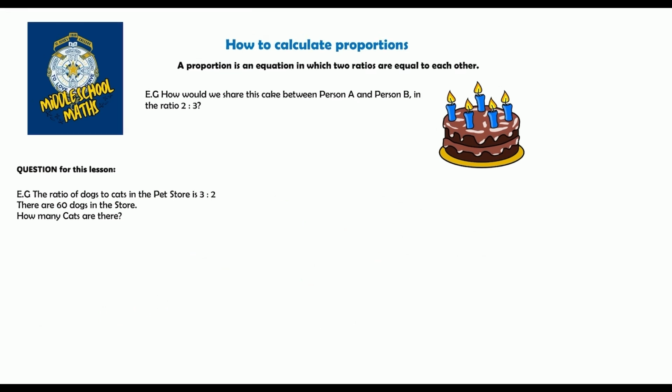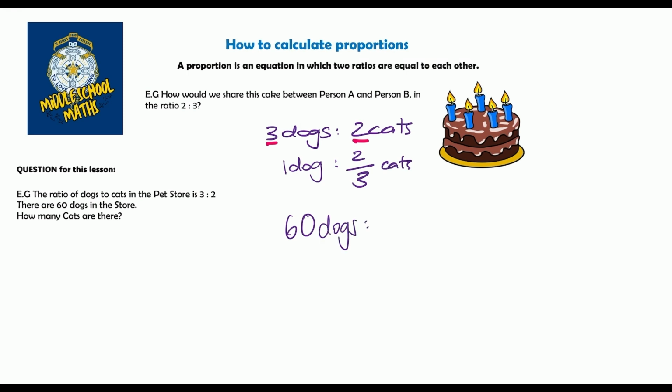So we know that for every 3 dogs, there are 2 cats. So the easiest way to move forward in this equation is to figure out if we had 1 dog, how many cats would there be? And we can make it a fraction using this 2 and the 3, which we have done before. So for every 1 dog, there are 2/3 of a cat. Now, I know that sounds funny. However, we know that in this case, we've got 60 dogs. So how many cats does that equate to?